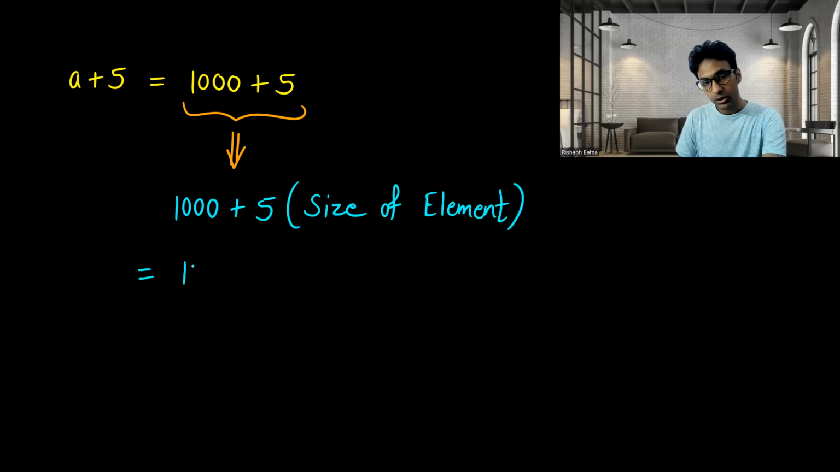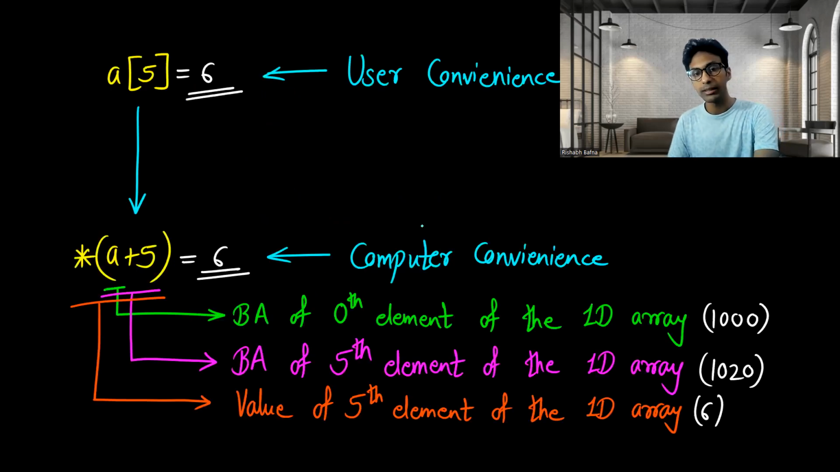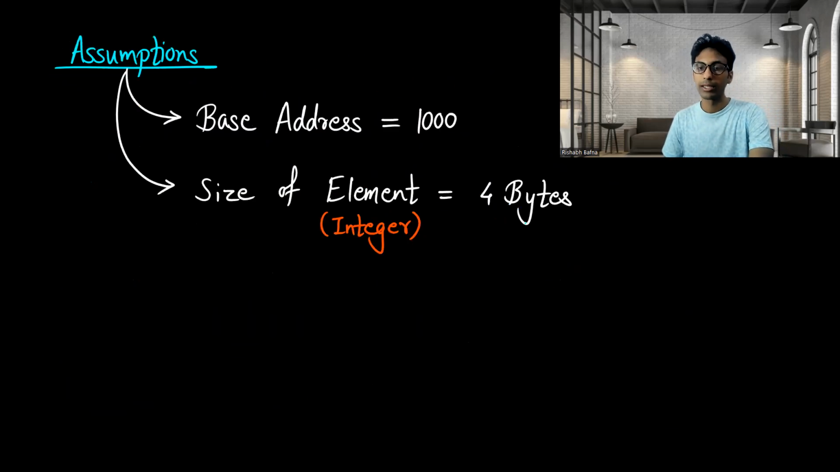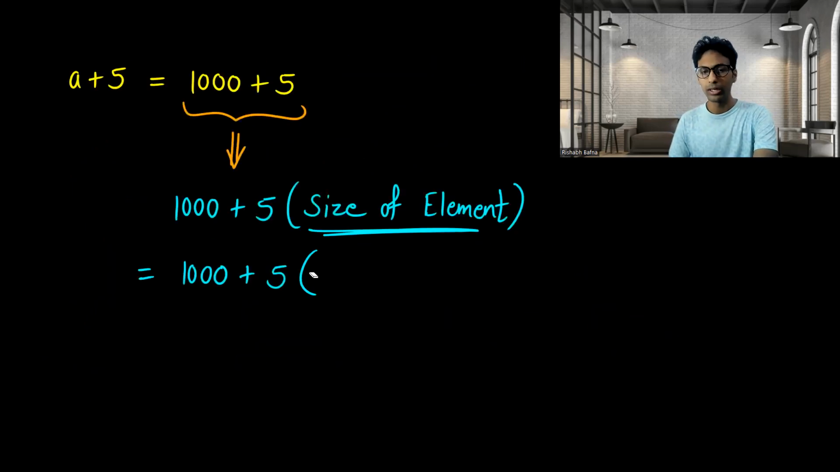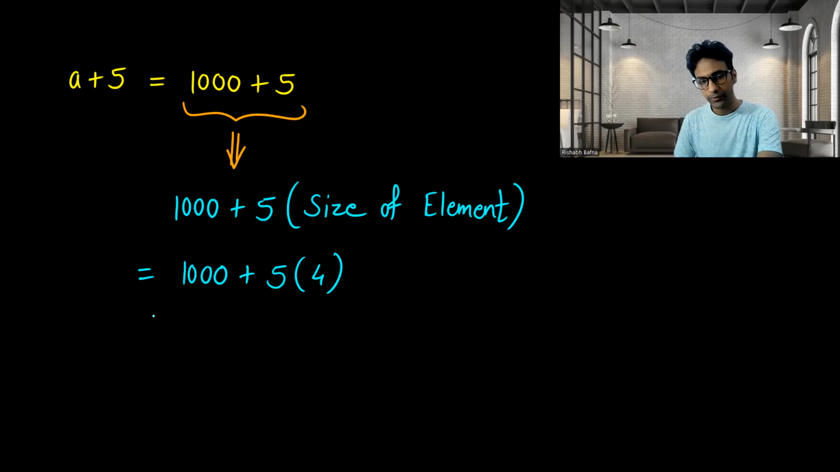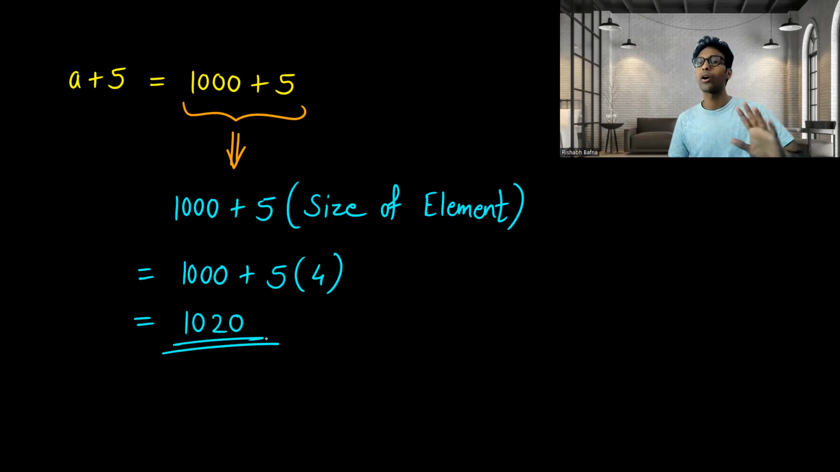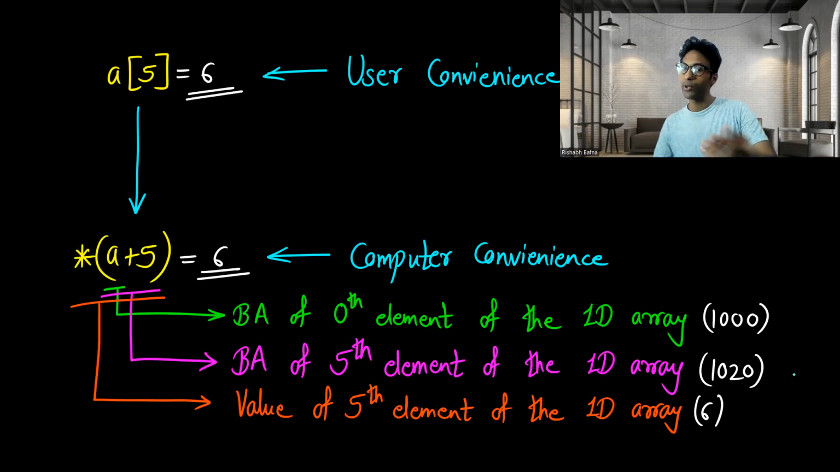This will be equal to 1000 plus 5 into size of element. Our assumption was 4 bytes, isn't it? So 1000 plus 5 into 4. 5 4s are 20. So 1020. That's it. This is how you got it. Simple. I hope you're getting it.